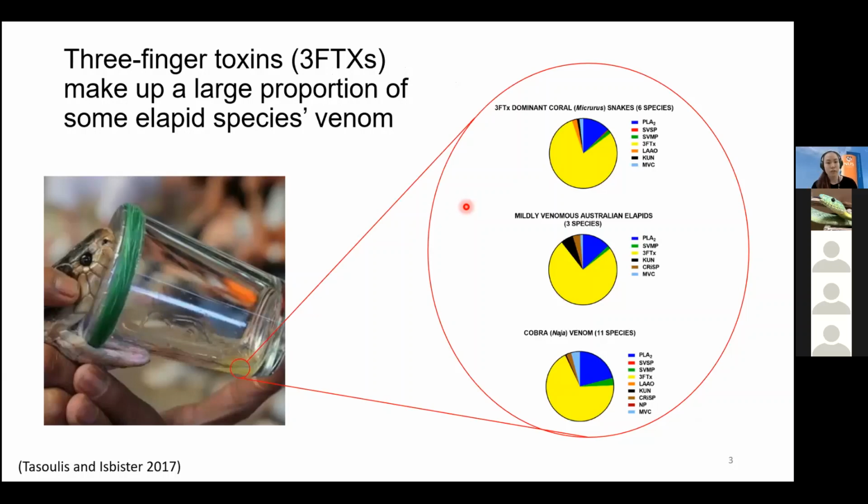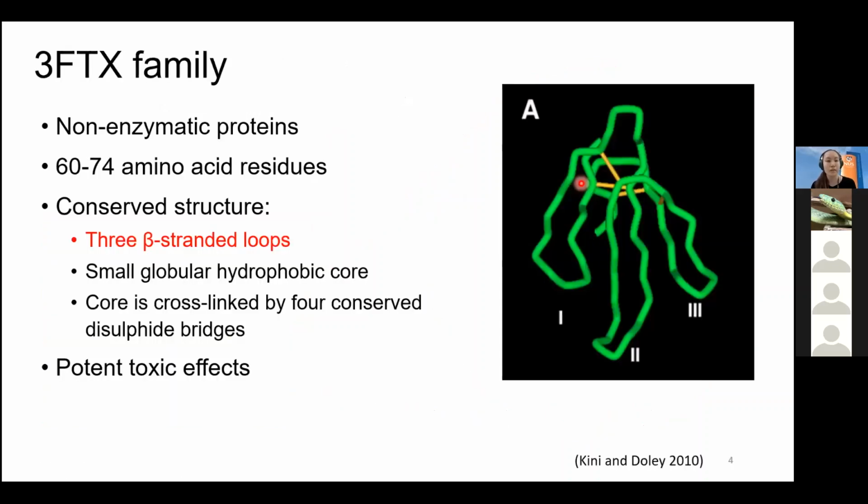One type of toxins from snake venom is known as the three-finger toxins, and these make up a large proportion of some elapid snake species' venom, such as the coral snakes. This pie chart represents the different types of bioactive compounds, and as you can see here in yellow, the three-finger toxins make up a large part of it. So, more about the three-finger toxin family.